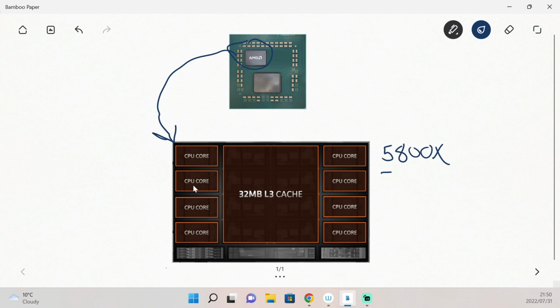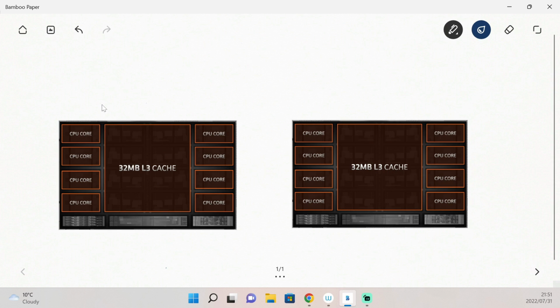and the 5800X3D. Both of these are Zen 3. Now we need to know what actually makes them different. Let's look at the one on the left as the 5800X and the one on the right as the 5800X3D. We can actually get rid of the 5800X because, again, they are exactly the same thing. It's just different on the X3D.